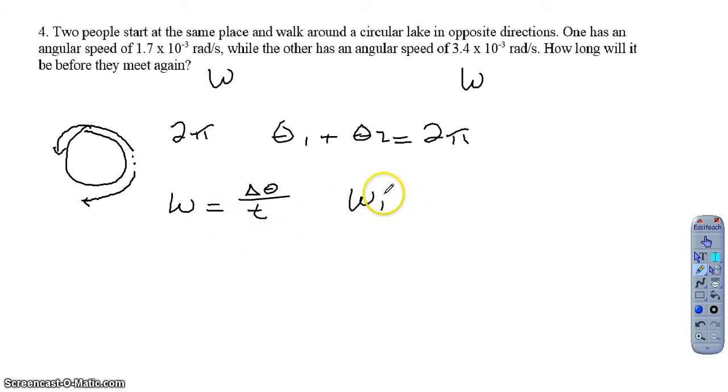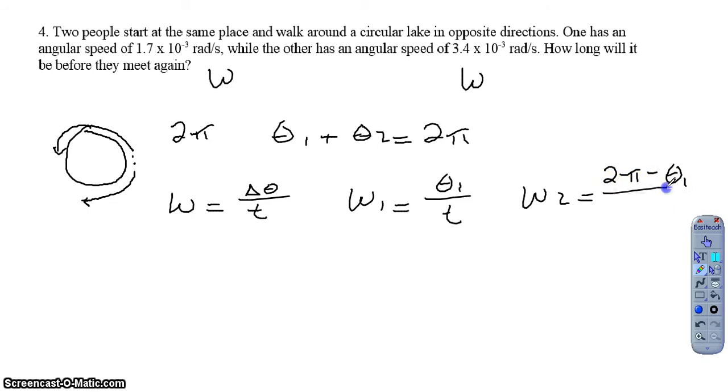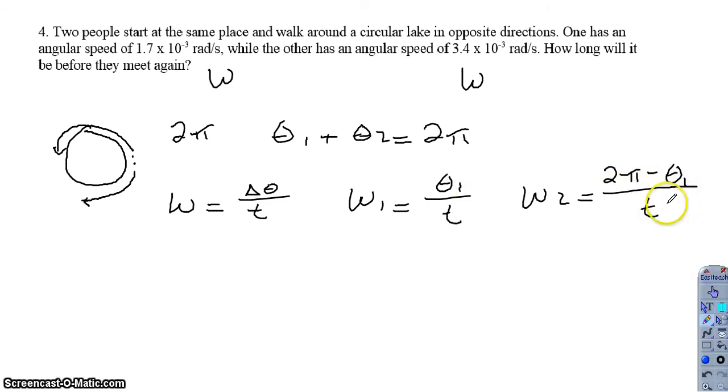So for instance, the angular velocity of the first person, which we know is 1.7, would equal their displacement over the time. Then the angular velocity of the second person. The key here is relating the angular displacement of the second person to the angular displacement of person 1. If we know the first person went theta subscript 1, the other person would have to go the remaining 2 pi minus that theta. So if we set it up this way, we've got two equations with the same two variables. T is the same amount of time for each person, and theta 1 would represent that same angle measure regardless of the person. So you definitely could do it this way, solving the system of equations.